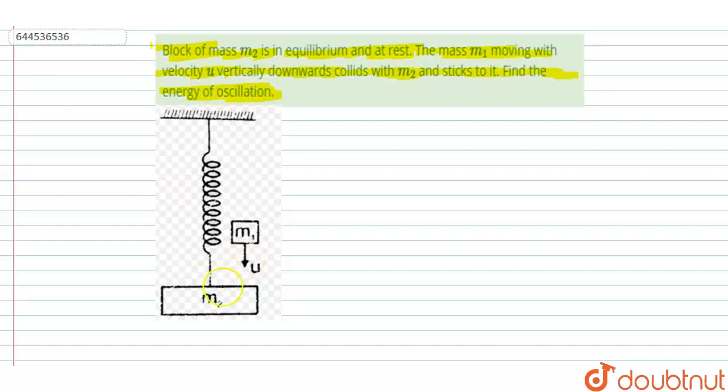Okay, this is the mass m2 and this one is m1, moving with the velocity u, and the spring has spring constant k. We have to find the value of the energy of the oscillation. That means the energy is equal to kinetic energy plus potential energy of the system, which is half m v square plus the potential energy in the spring mass system, half into k into x square.